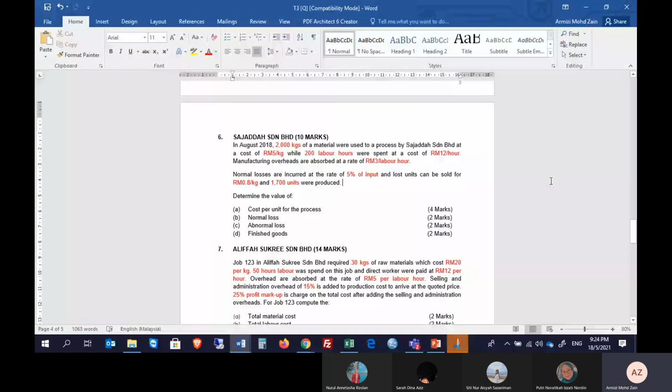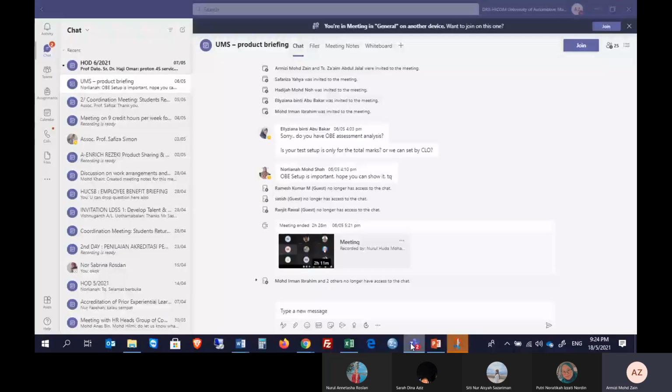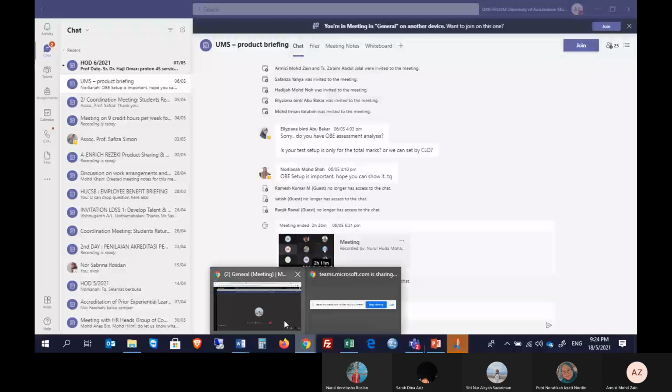And then bila once dah siap, you kena email semua sekali tu. Okay, kita dah habis kita punya kelas untuk hari ini. Ada soalan tak?